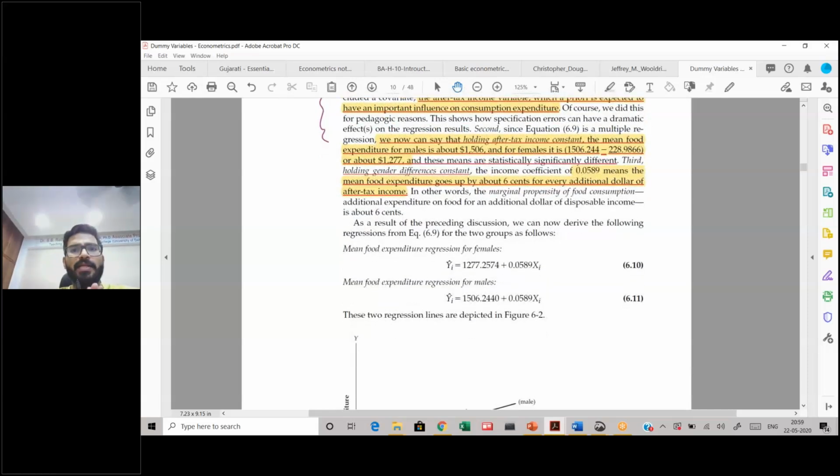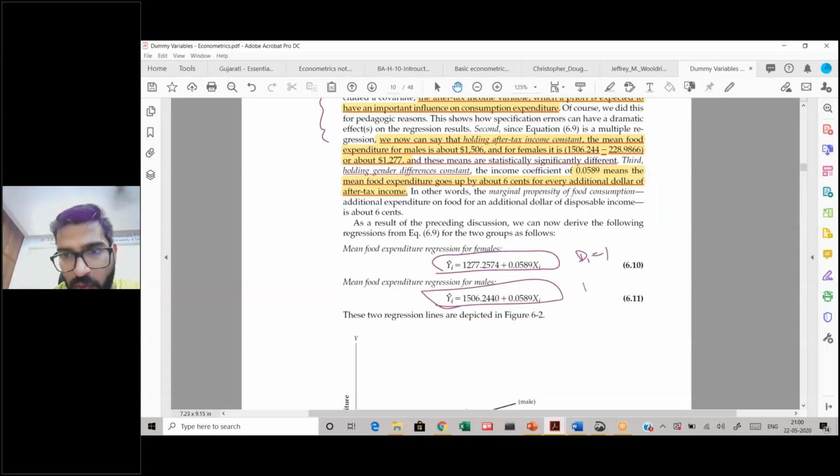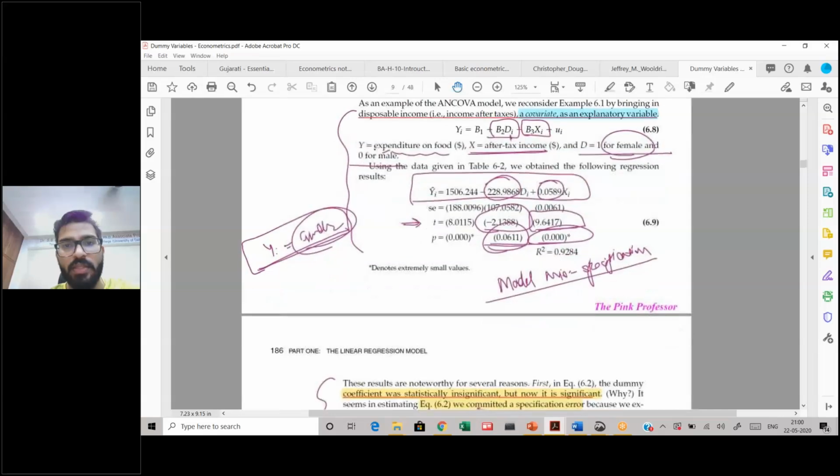Now, let us analyze what this regression line is telling us. So this is the regression line when you put D equal to 1, and this is the regression line when you put D equal to 0. Basically, this is the regression line for males and this is the regression line for females. Essentially, this is what we're talking about.